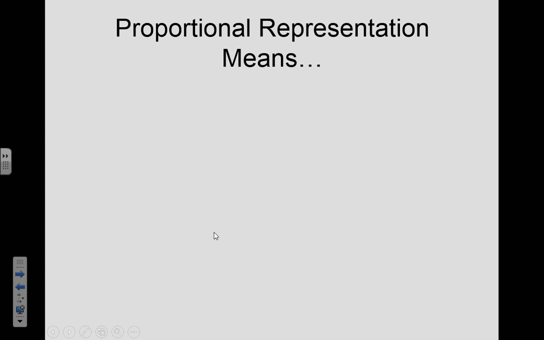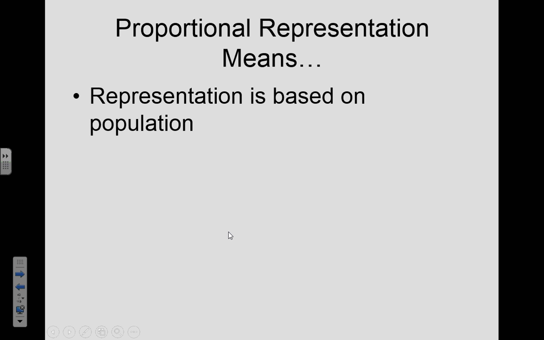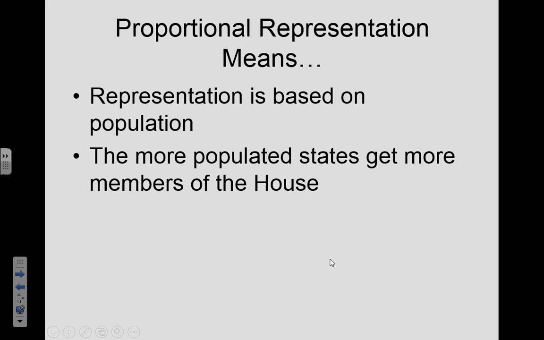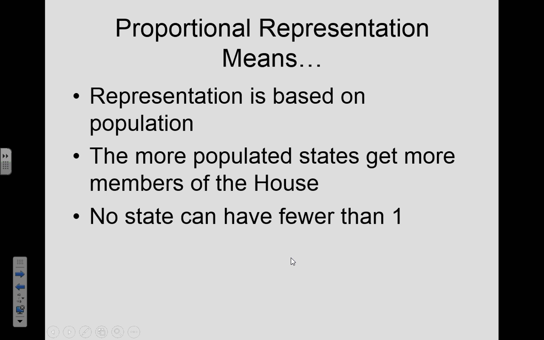The other thing that's important to know is that the House is based on proportional representation. What proportional representation means is that it's based on population. The more populated a state is, the more members that state gets in the House. South Dakota is not a very populated state, so we only get 1 member of the House. California, on the other hand, a very populated state, gets 55 members of the House of Representatives. You can't have fewer than 1, and that's where we're at.